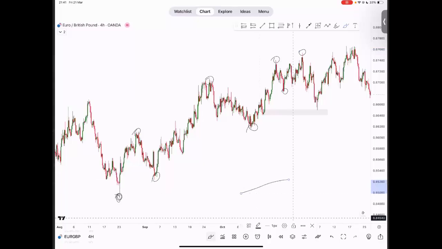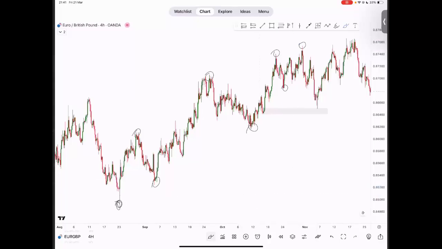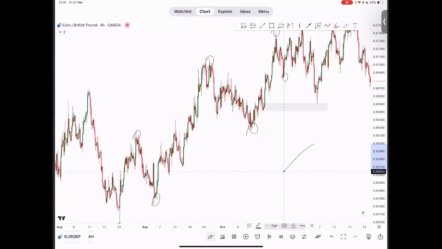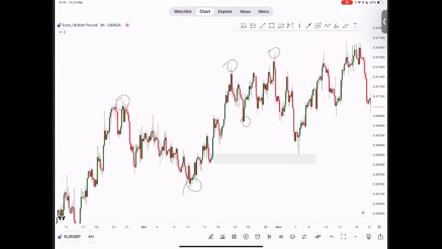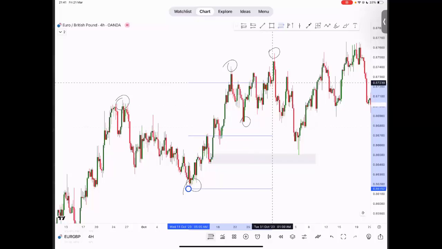Now, if you look at this particular structure, you'll be mapping out from here. You'll be mapping out a Fibonacci from here towards this high, right?